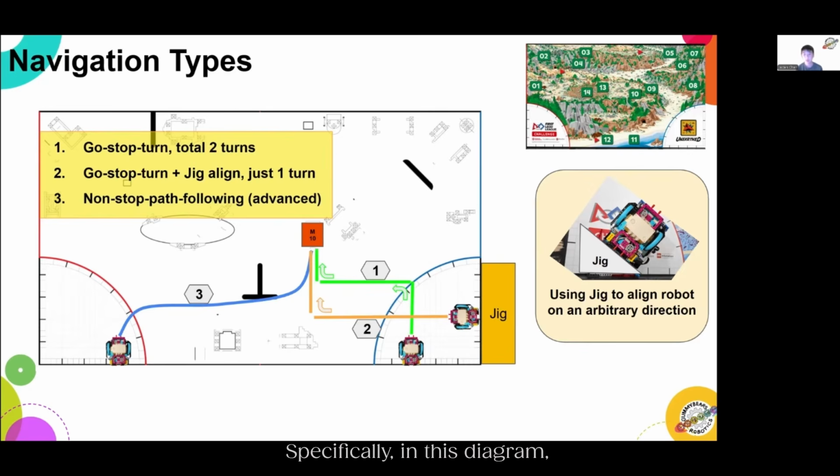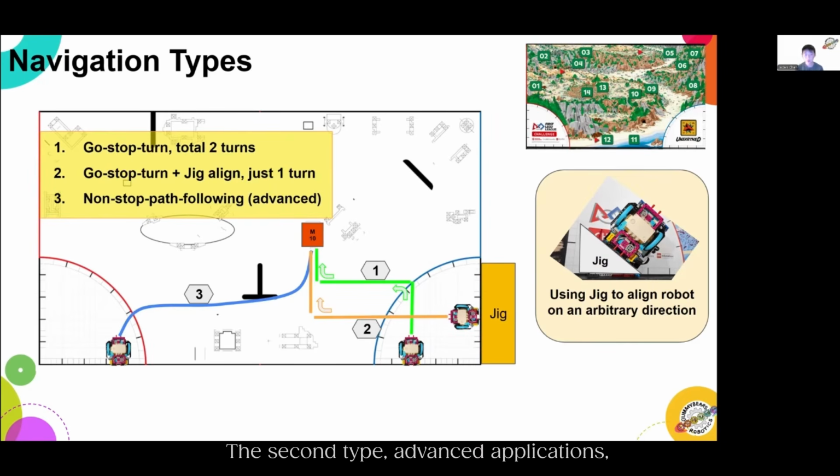Specifically, in this diagram, there is a difference between route number one and route number two. And even though they both start from the home area, the first one requires 2 turns, which can take a lot more time compared with the second route, which only requires 1 turn. And you can just do this by changing the rotation of your robot and alignment in the home area.